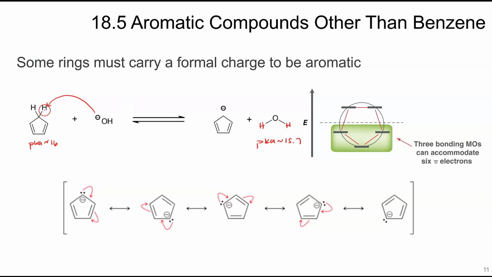But when you take this electron pair and put it here, now we have overlapping p orbitals and we have an odd number of pi electron pairs. We went from having 2 to 3, so this is now aromatic.